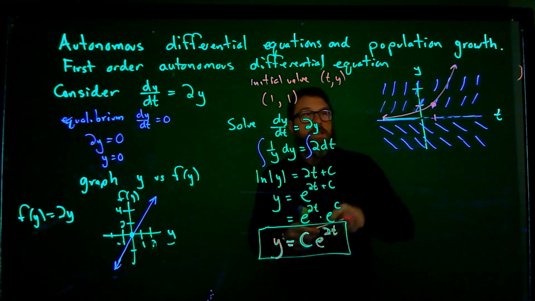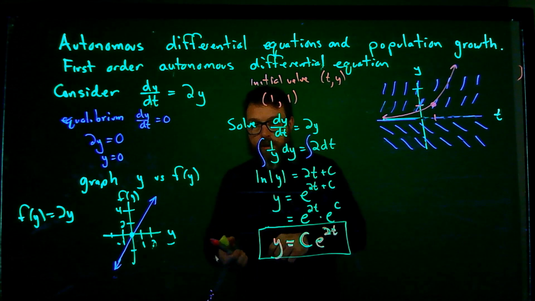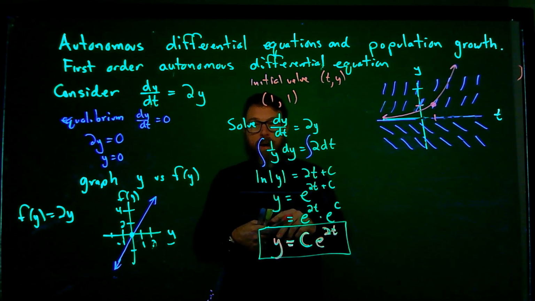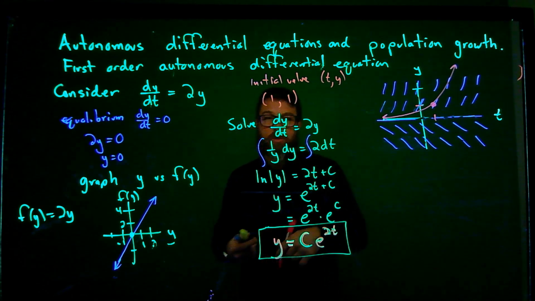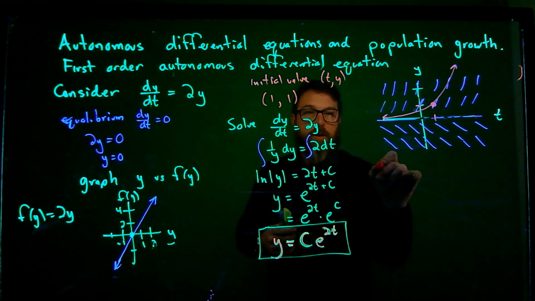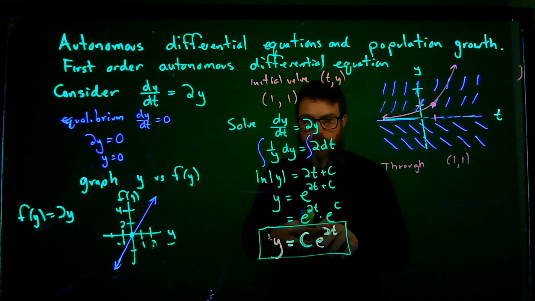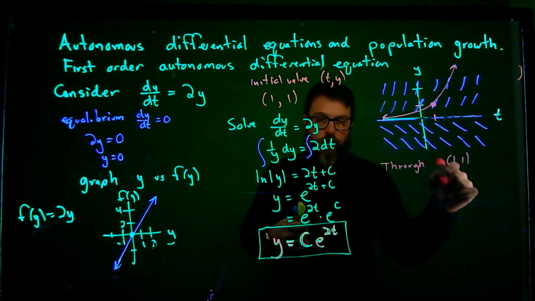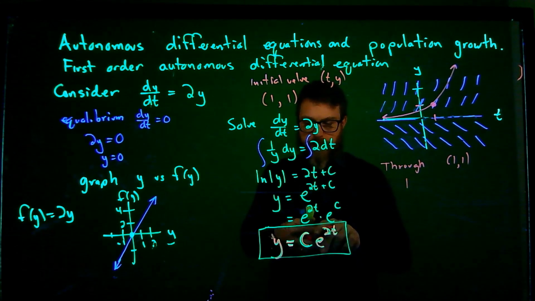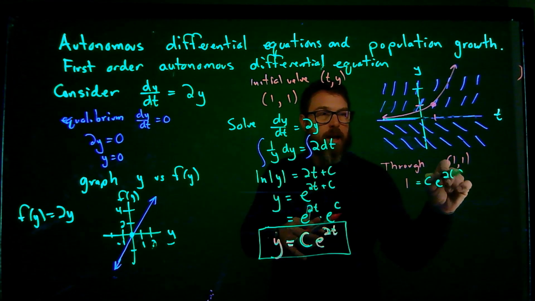Now, it's not exactly this. If I wanted to find this actual curve, I need to make sure that it goes through the point 1, comma 1. So when t is equal to 1, y better be equal to 1, and that'll help us find that c. So if I want to go through 1, comma 1, well, that means this is your t, this is your 1. So then 1 is going to be equal to c e to the 2 times 1.